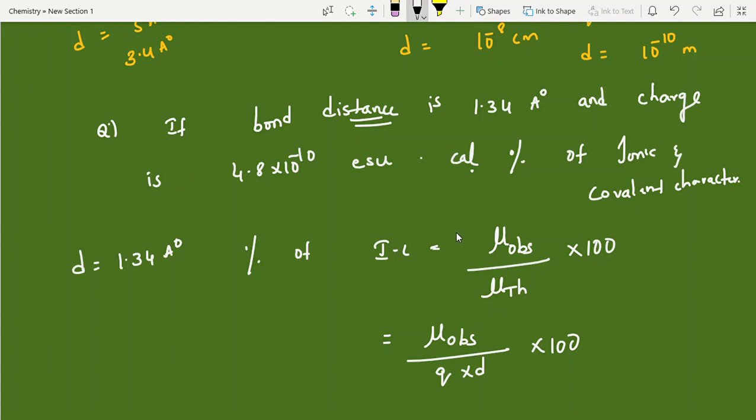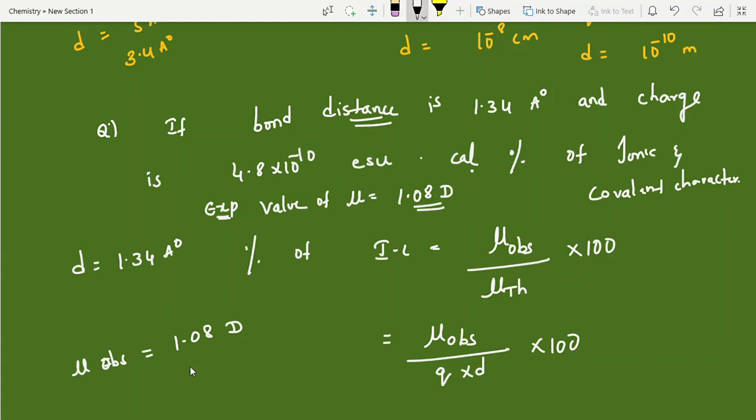What is the next one? Here they have mentioned one more point. Experimental value they had given. Experimental value of dipole moment equals 1.08 Debye. This is the observed value; observed value they always give in numerical. So mu observed equals 1.08 Debye. Clear? That's it.